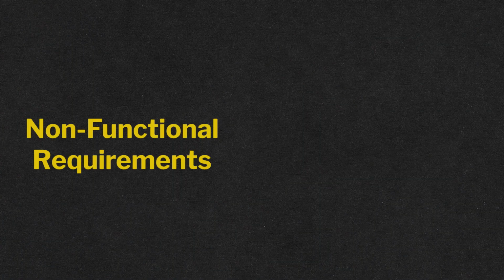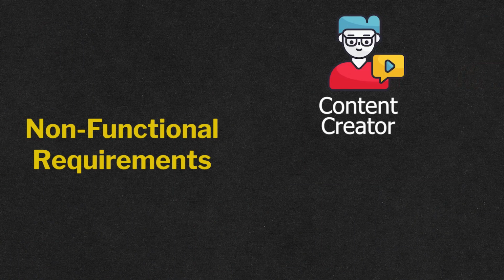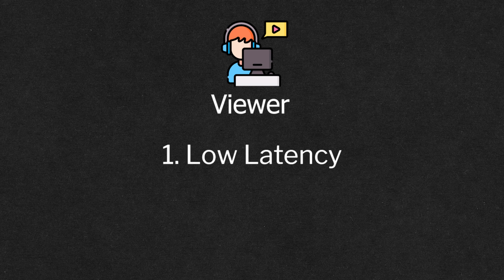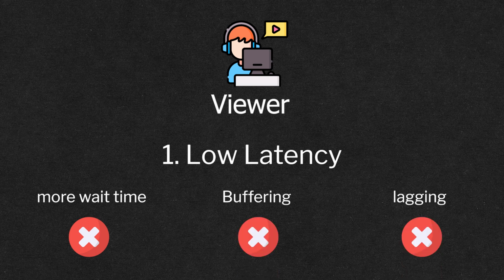There would be two categories of non-functional requirements. One for content creators and the second one for viewers. For viewers, there would be four non-functional requirements that we will focus on. The first one is low latency. We do not want the user to wait for a video for a long time, like a lot of buffering or lagging. When a user watches a video, the experience should be very smooth.